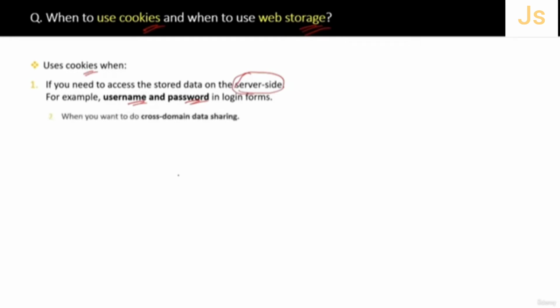Then use cookies when you want to do cross-domain data sharing. So between different websites, if you want to share the data, that is possible through cookies. Okay, so this is the use of the cookies.